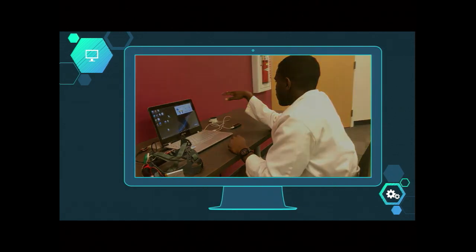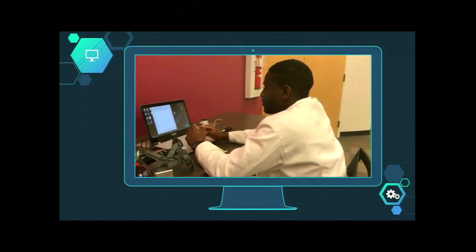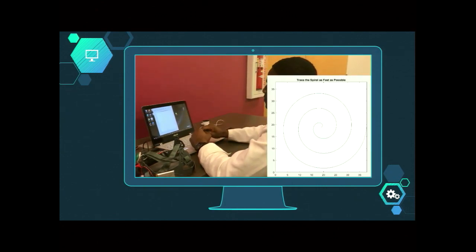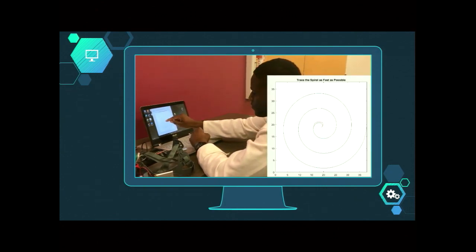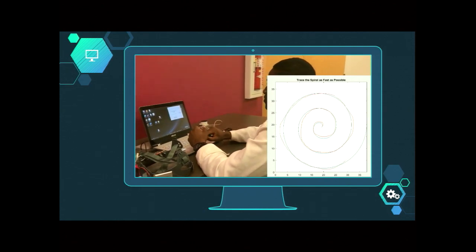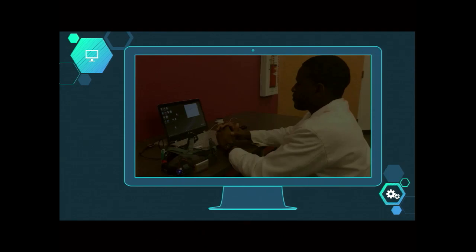Following collection of this data, the patient will begin the next portion of the test, which is the spiral test. This test is used to assess the ability of the patient to perform fine motor movements. The patient will be asked to trace a spiral from the inside out as fast as possible. Based on the deviation from this spiral, we're able to get a good metric of the tremor.